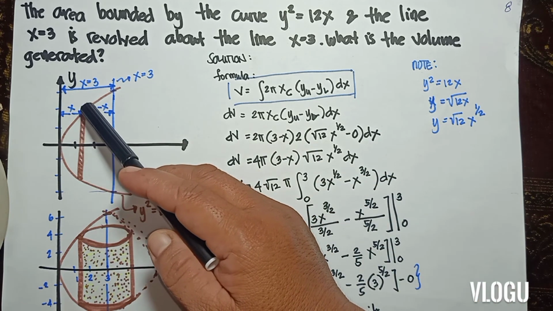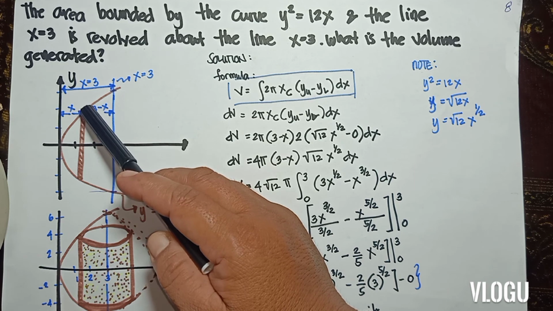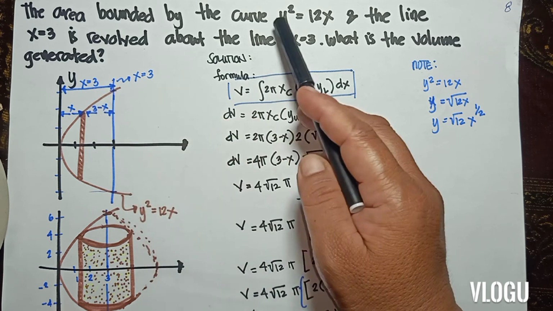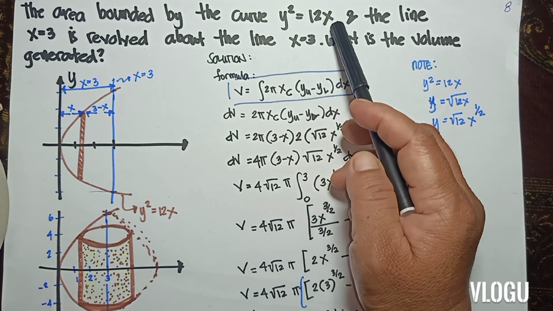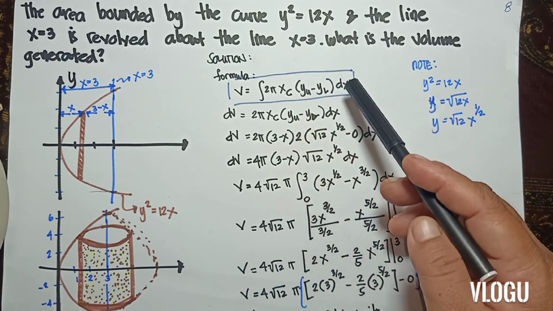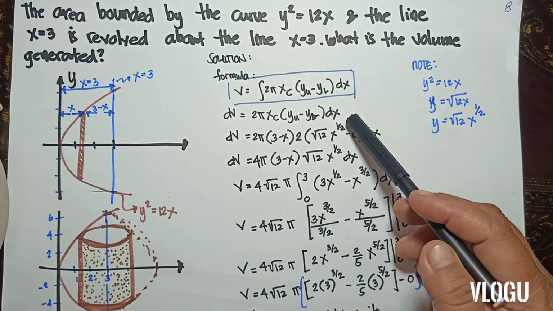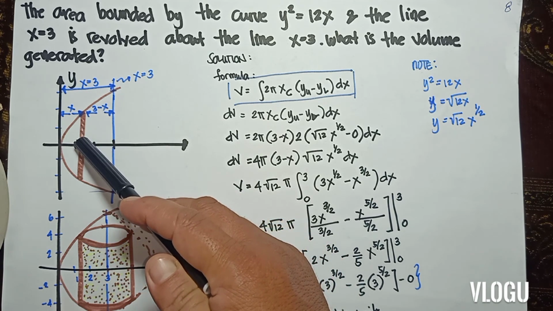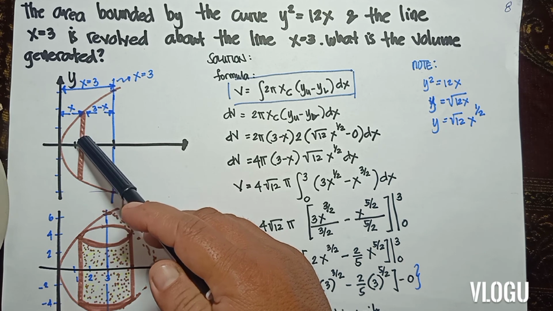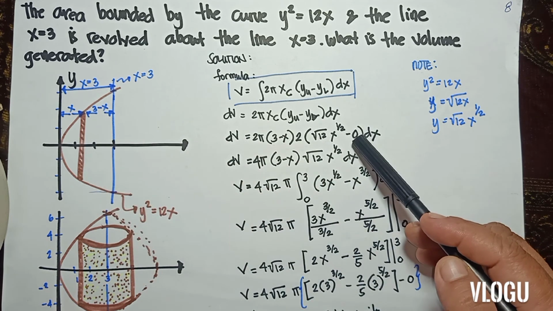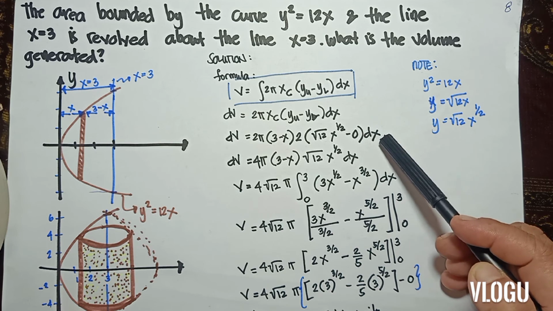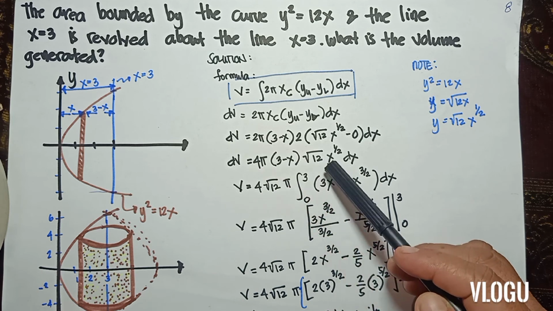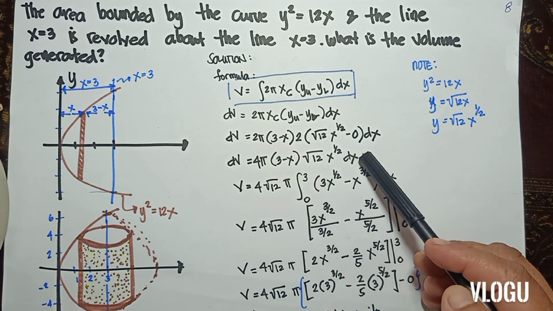So y up is where the vertical strip touches the curve. What is y up here? y squared is equal to 12x, so y is equal to the square root of 12 times x raised to 1/2. The y down touches the x-axis, which is 0. Then dx. So 2 times 2, that is the reason you have 4 pi times 3 minus x times the square root of 12 times x raised to 1/2 dx.